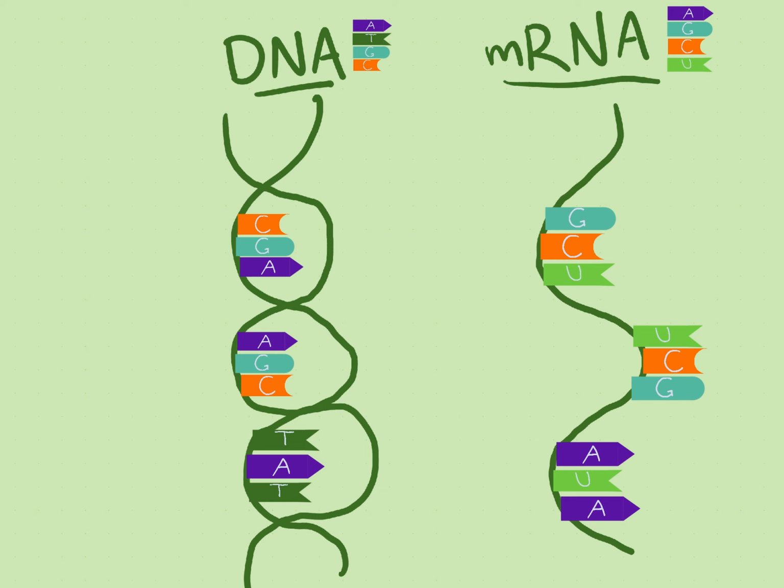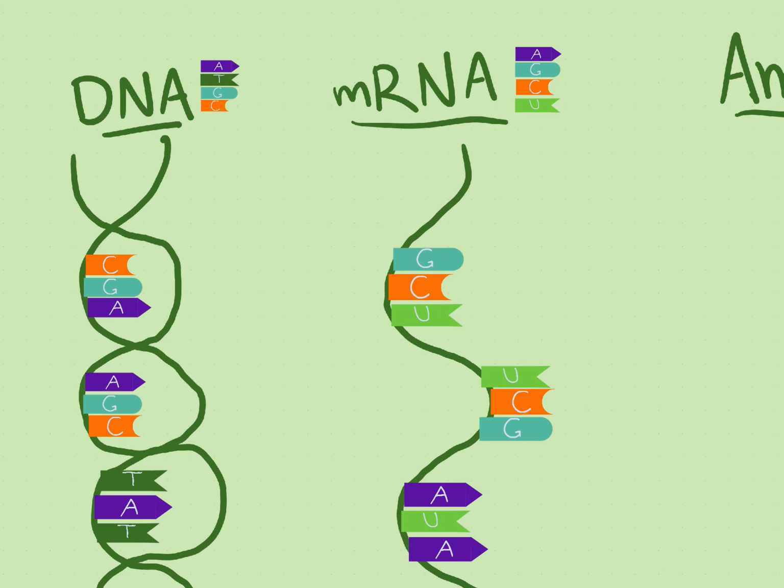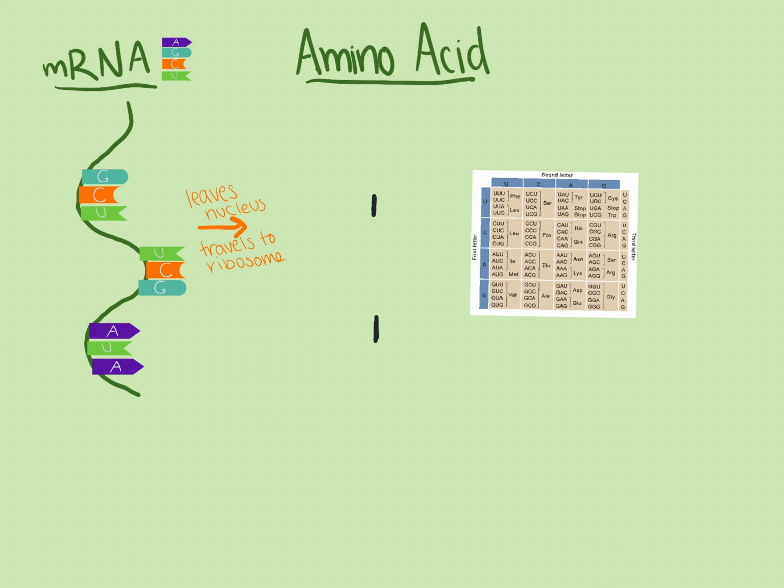So then this mRNA is able to leave the nucleus after it has these instructions, and it travels to the ribosome. So the ribosome's job is to translate each codon or each set of 3 mRNA base pairs into an amino acid. Each set of 3 translates into one amino acid.